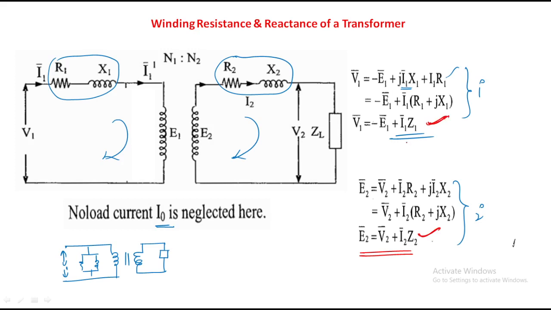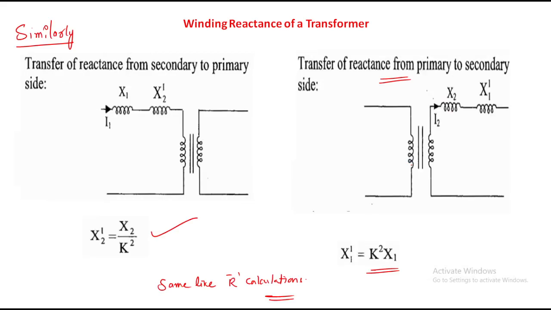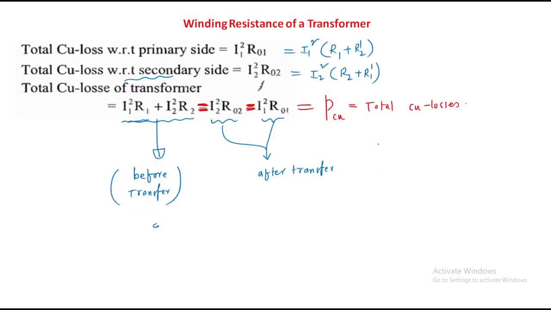So what is the need of transferring a resistance from primary to secondary? To make the calculations easy. For our convenience only, we transfer the resistances. Obviously, there is no change in the copper loss before transferring and after transferring. The value should be the same, before transfer equal to after transfer.